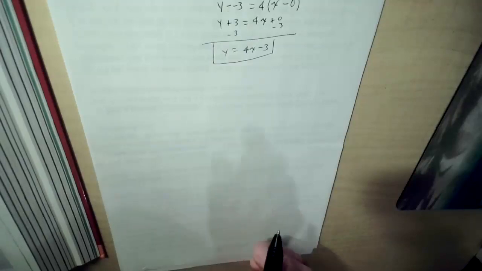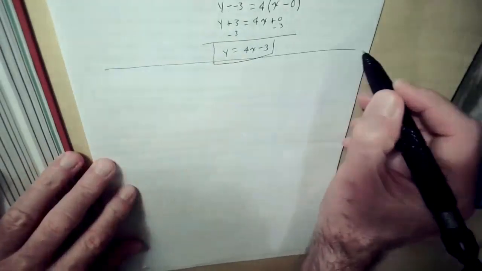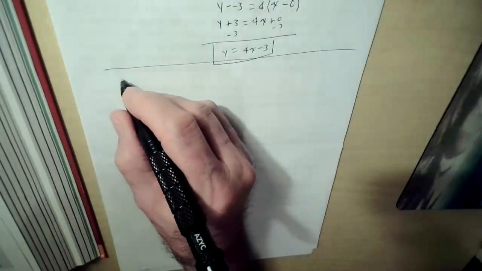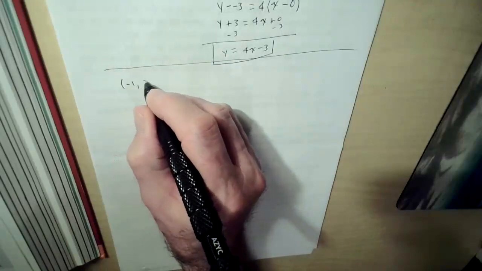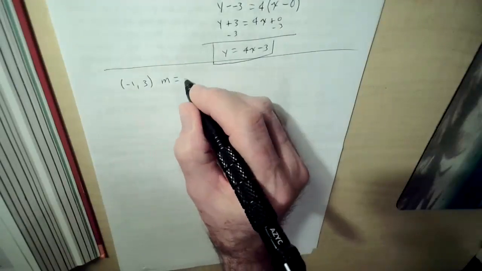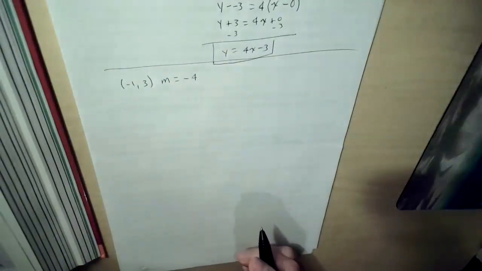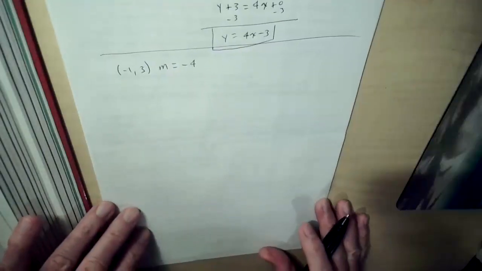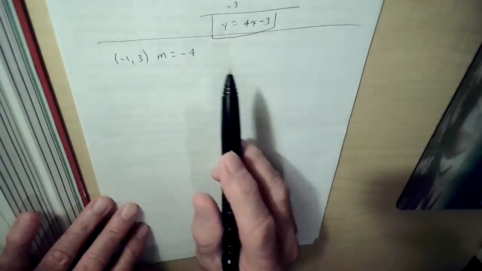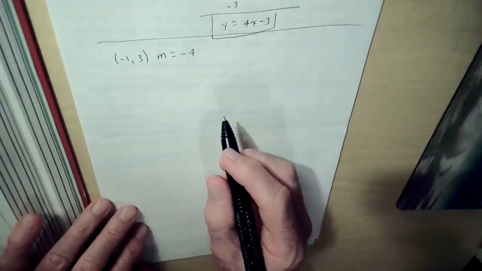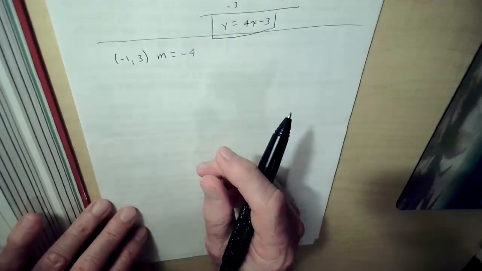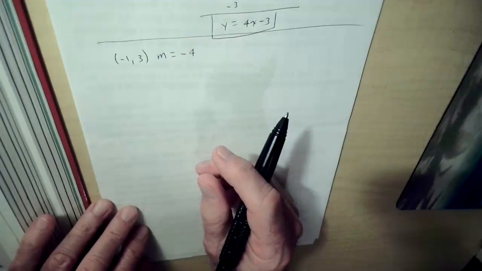And again, about as difficult as these get is when you have all these negative numbers. If you have -1, 3 with a slope of -4. Again, what are we given here? We're given a point and we're given the slope. So what are we going to use?